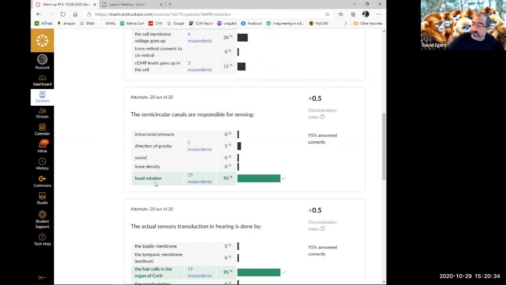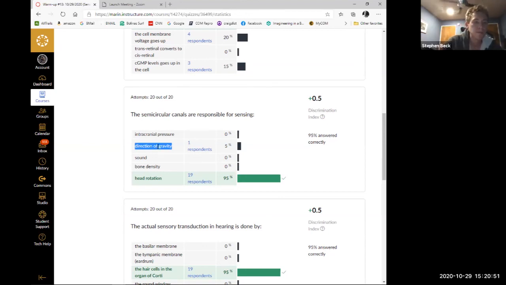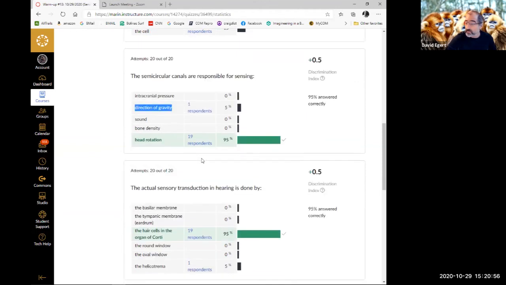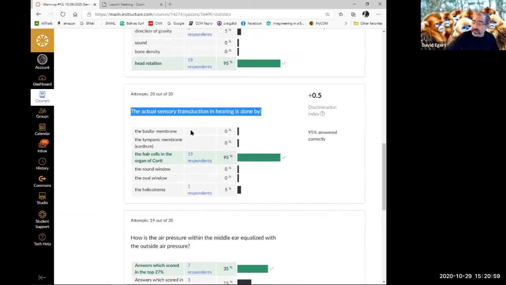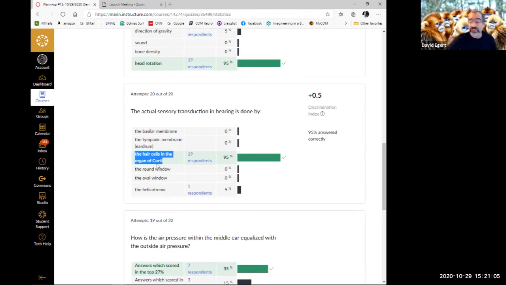Semicircular canals, almost everyone got this. Head rotation, 3 different axes. What is the one that tells you the direction of gravity? Saccule and utricle. Exactly, the saccule and the utricle, also called the sacculus and utriculus. The actual sensory transduction in hearing is done by the hair cells. We talked about the hair cells ad nauseum as the key mechanotransducers in all the different senses within the ear.